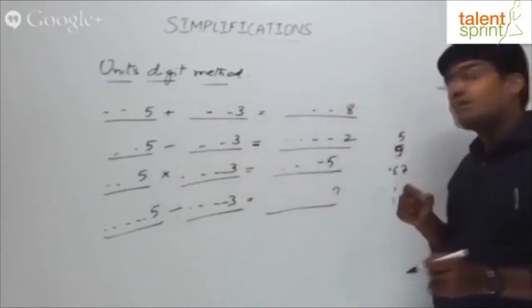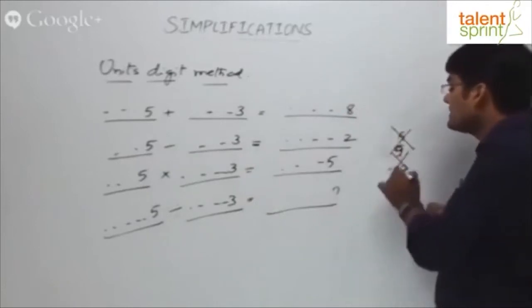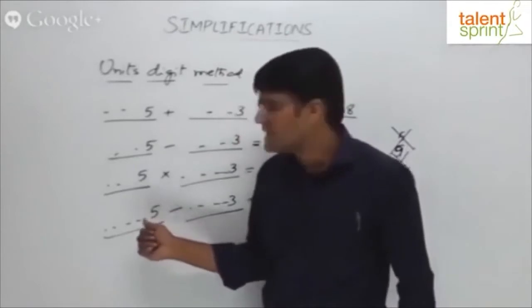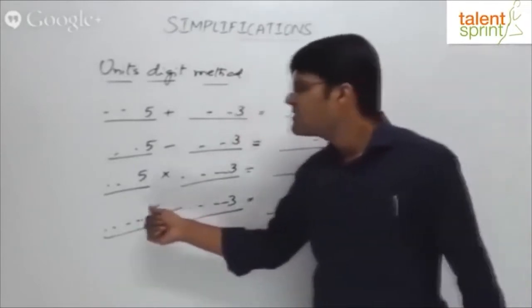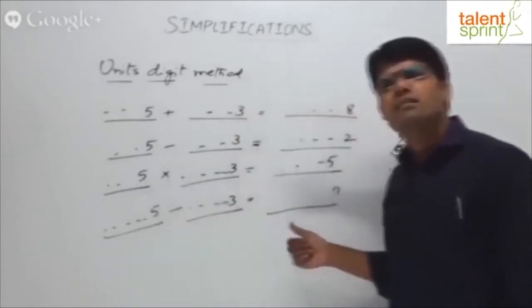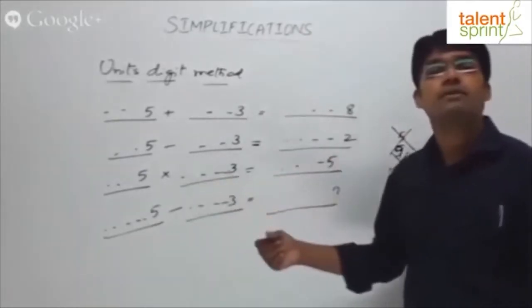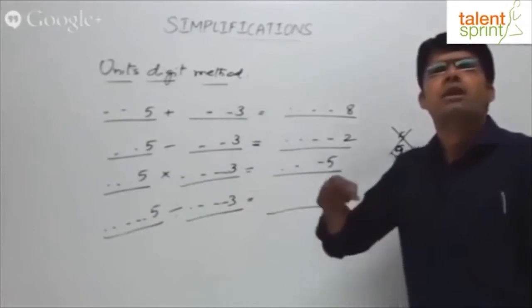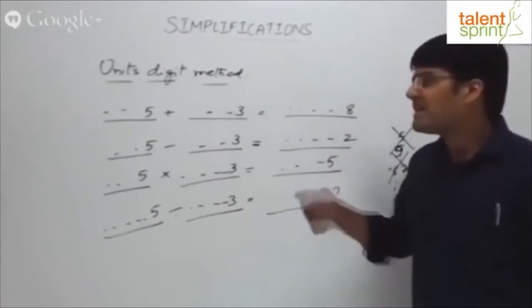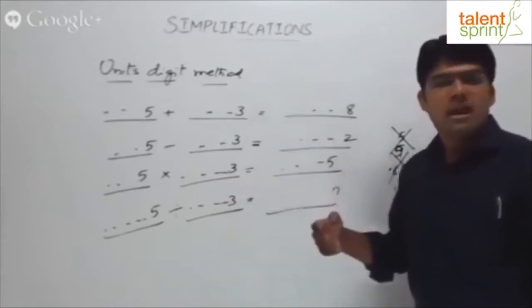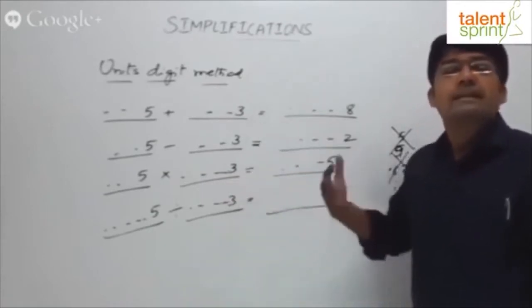See, the point here is all these answers are wrong. Why? Here we have no idea about the tens place. If it is 5, then 5 by 3 is 1.67. If it is 15, 15 by 3 is 5. If it is 25, 25 by 3 will be 8.33. If it is 35, it will be 11.67. Are you able to follow? So the point here is we'll be getting different values.